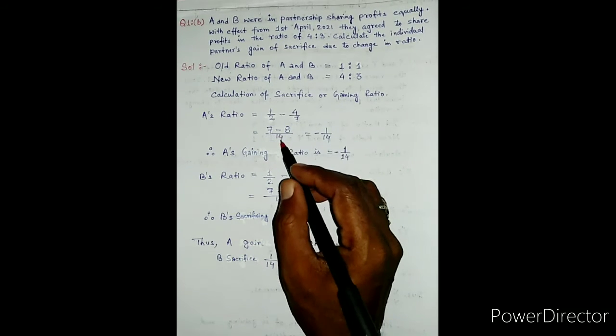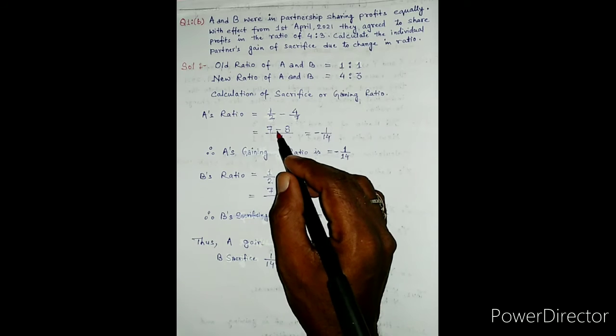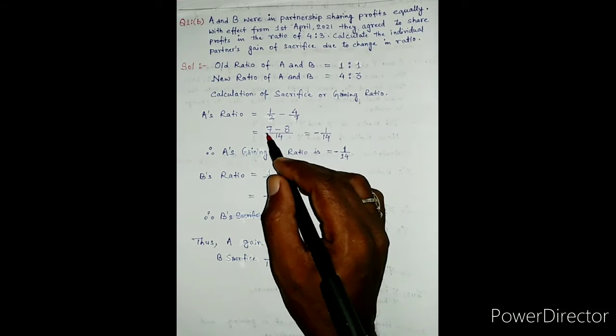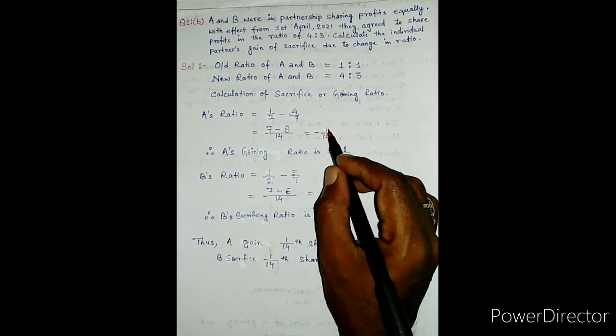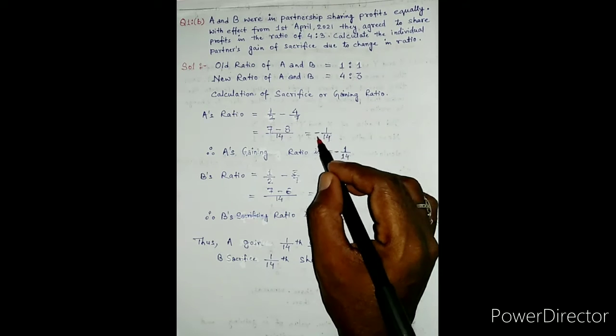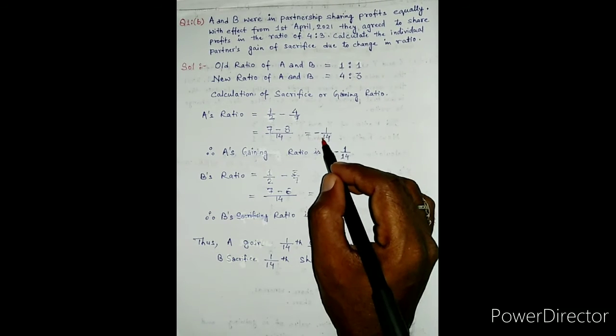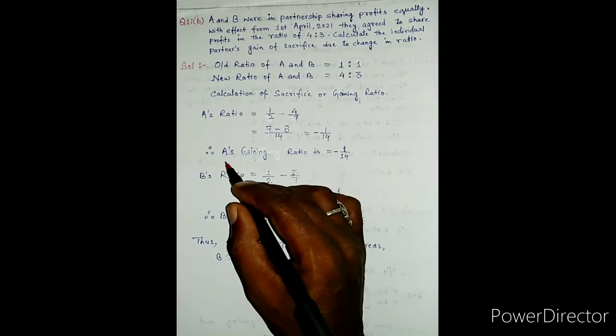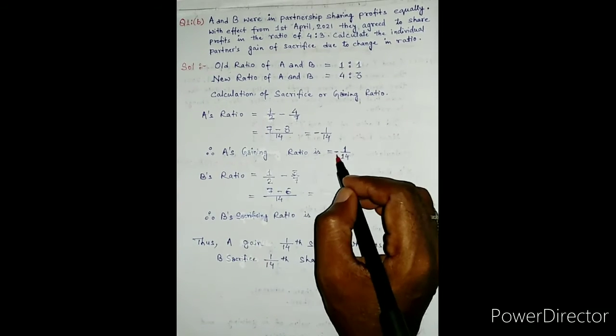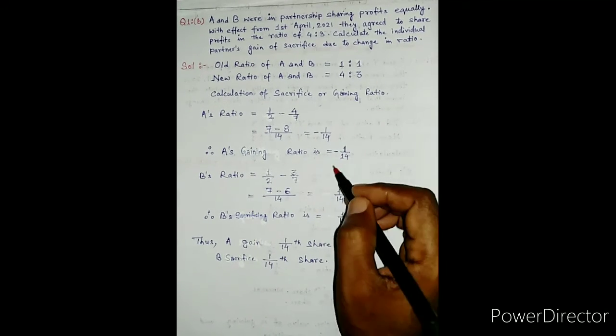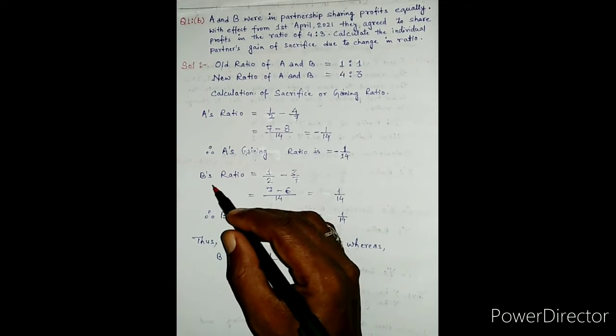Now subtract 8 from 7, we get minus 1/14. So here we get minus, that means it is a gaining ratio. So A's gaining ratio is 1/14.